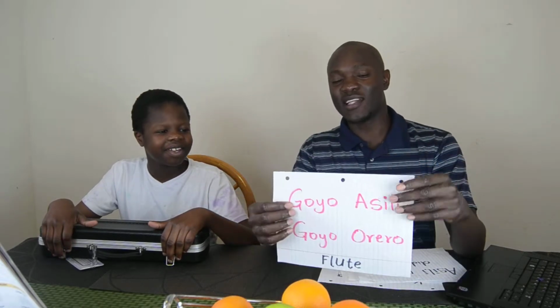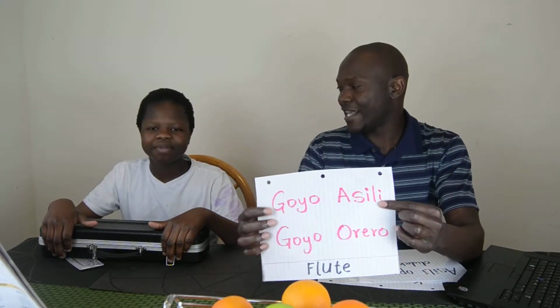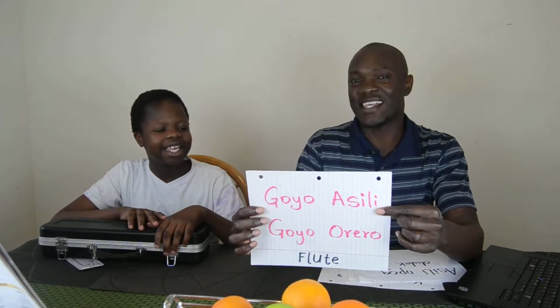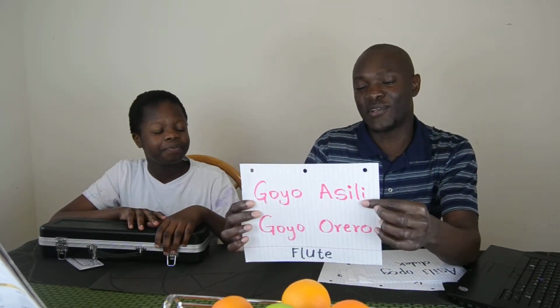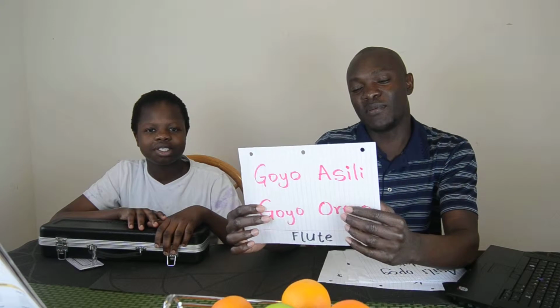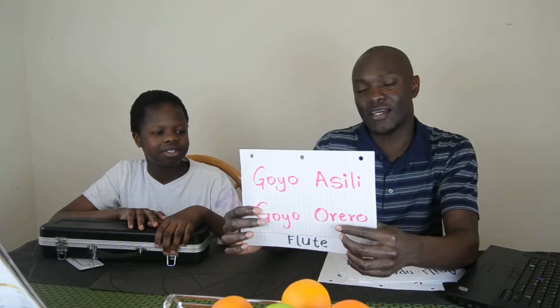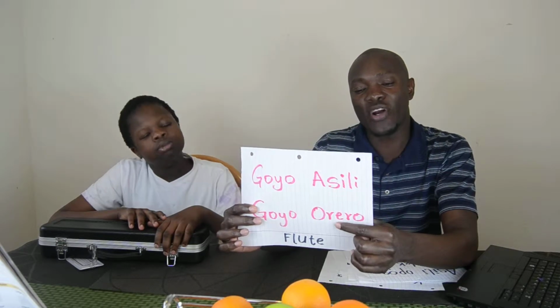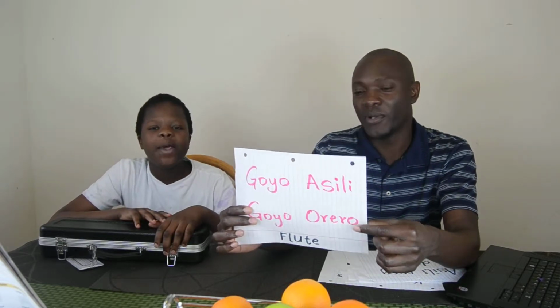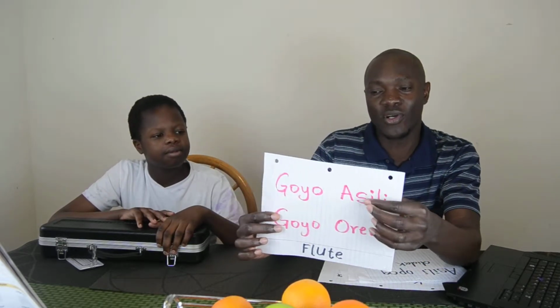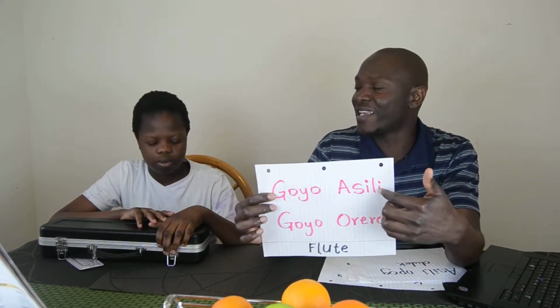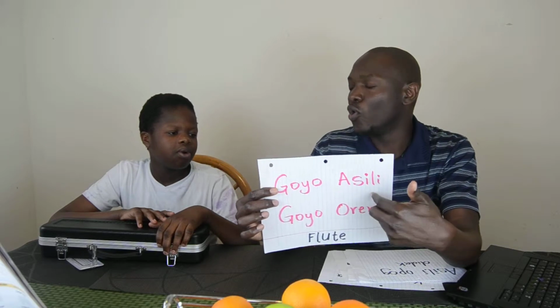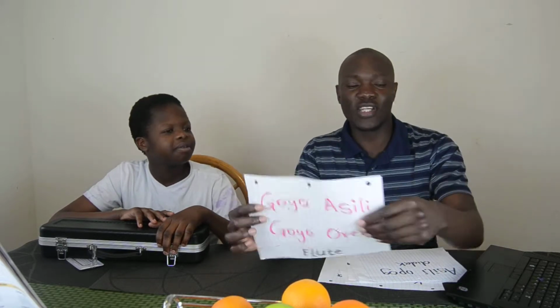Flute is called Asili. Say Asili. Asili. So Asili is a flute. Now, the people from places like Ugenya in Kenya and some parts of Tanzania call it Orero. Say Orero. So it's either Asili or Orero. So playing the flute means Goyo Asili or Goyo Orero.